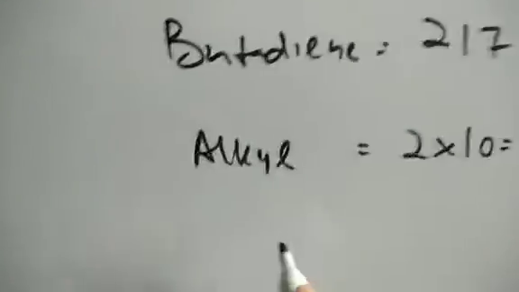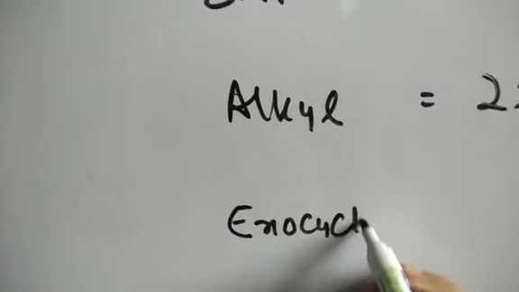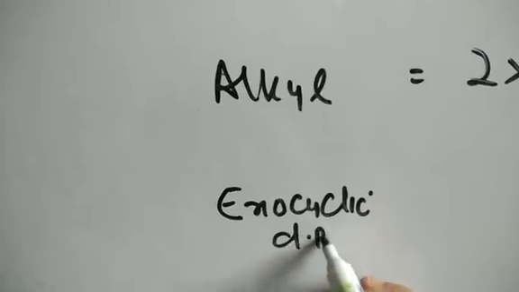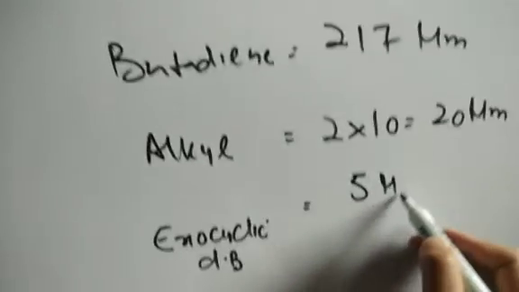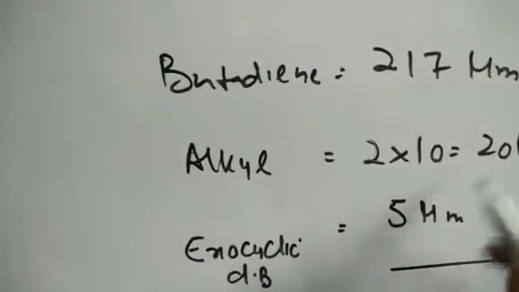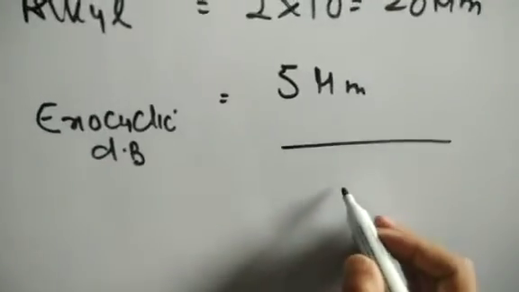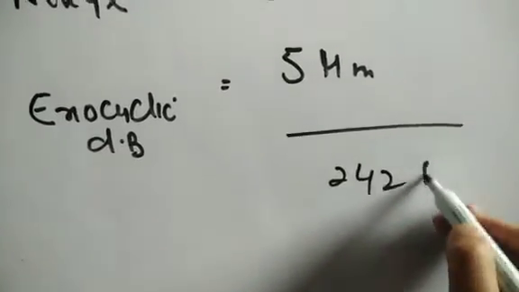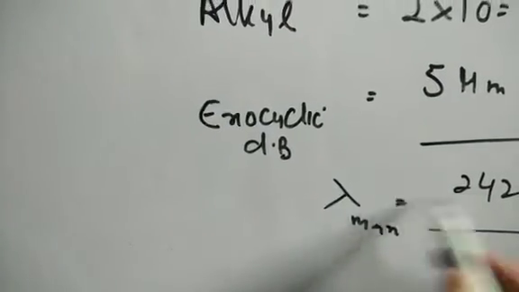So we'll do the molecule now. We have the contribution of the exocyclic double bond, that is only one, so 5 micrometer. Fine. Nothing else is present. So we'll add up all these: 217, 20, 5, how much is that? 242. This is the calculated lambda max of this molecule. So in this way you can do it. Okay, so these were 3 points.